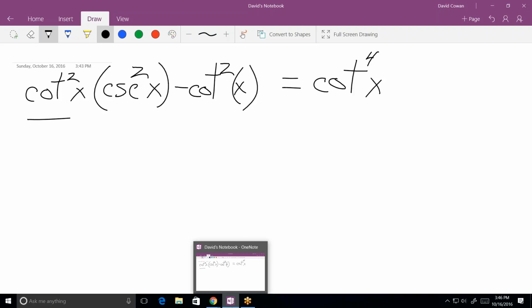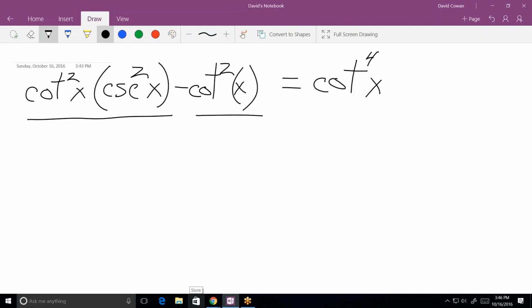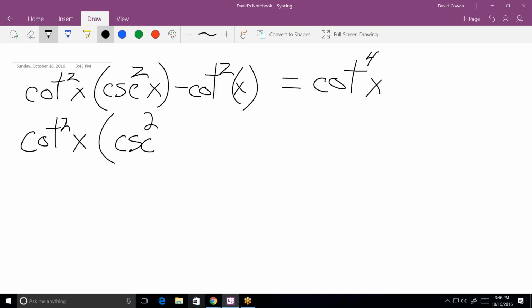Is it cotangent squared of x? What term is in both of those pieces? Cotangent squared of x. Exactly. So that's what I'm going to factor out. What's left? Then you have cosecant squared of x minus 1.